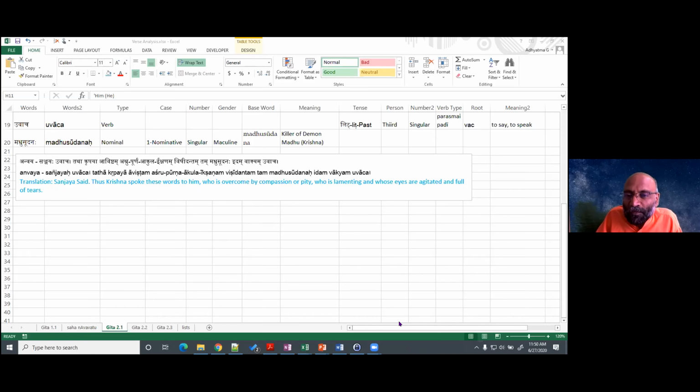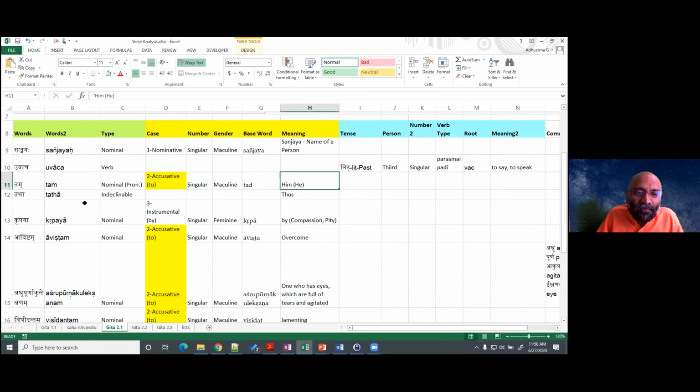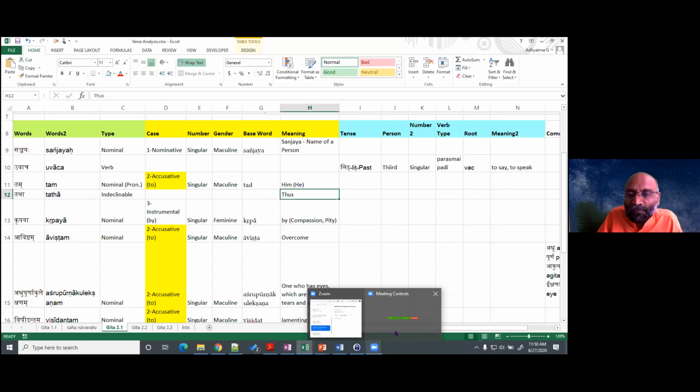Tatha can also apply to how Arjuna is lamenting. This word tatha represents "thus." That means it is referring to what came previously. So whatever has happened previously, this is a continuation of that. That's what the word tatha is representing here. So it represents Arjuna's lamentation and other things.